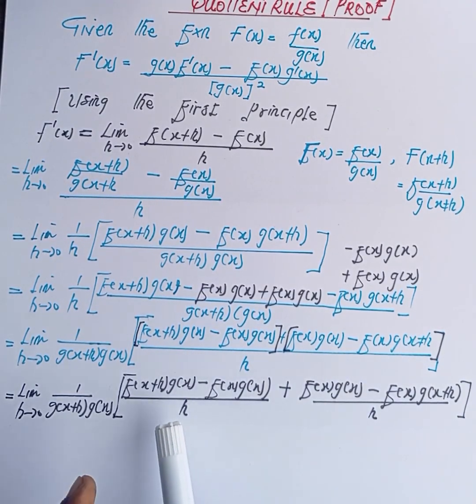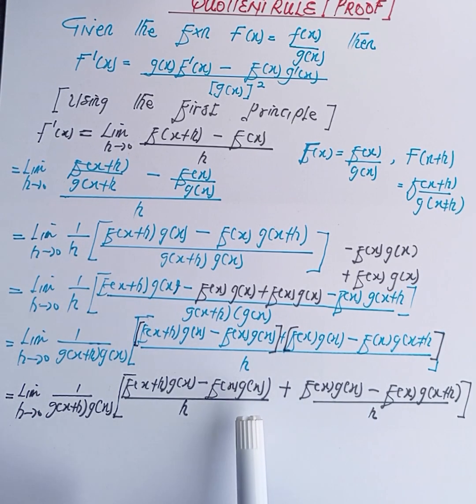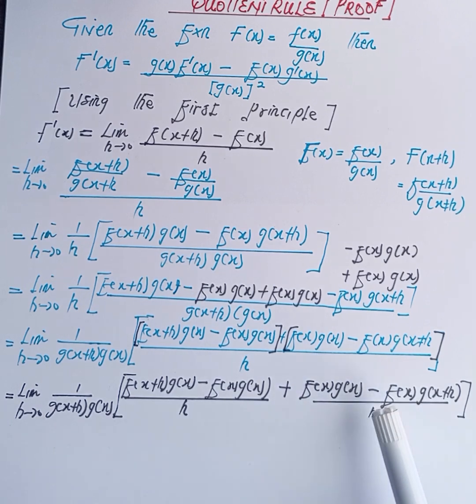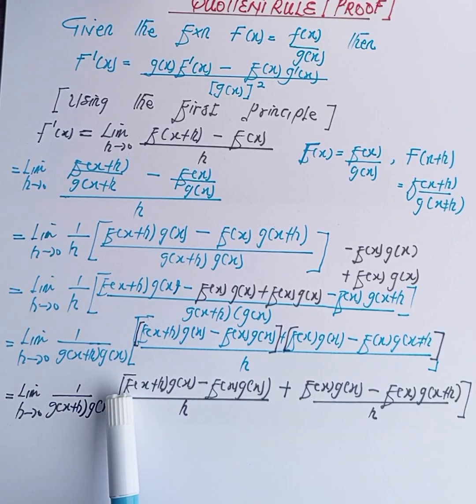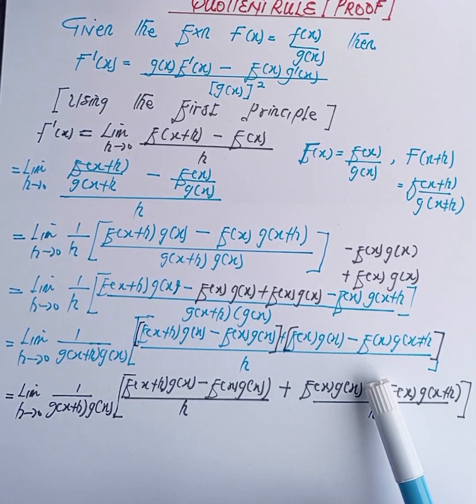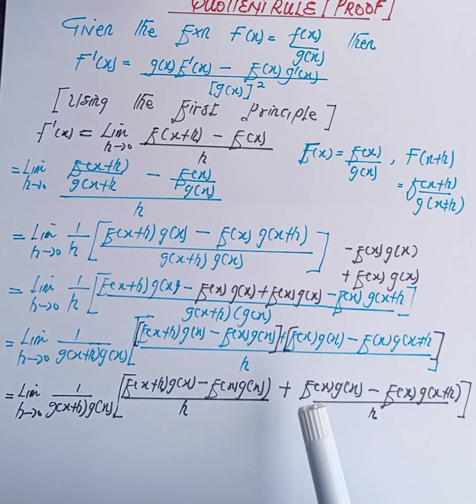Looking through this very function, you can see that we have g at x, g at x. We have f at x, f at x. So why don't we factorize them out? Here we can factorize g at x out, and in this very part we can factorize f at x out. So let's do that.